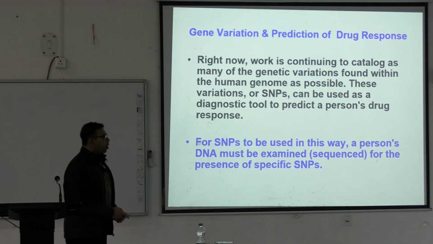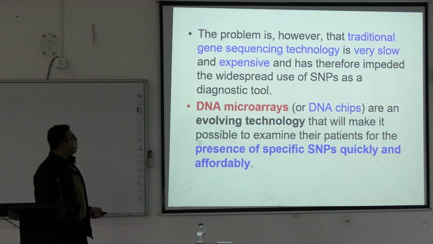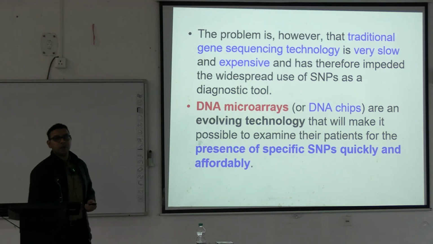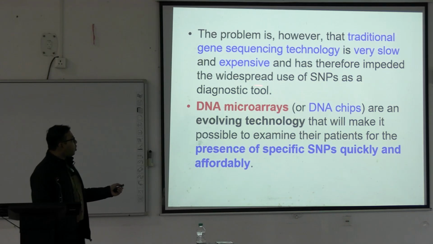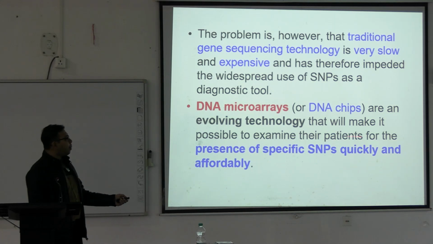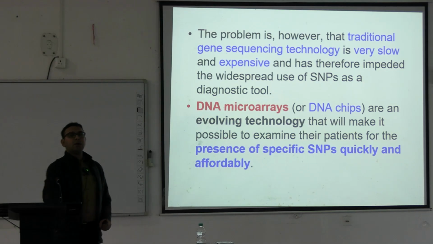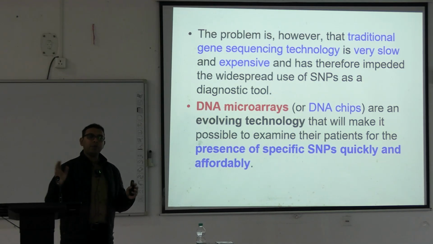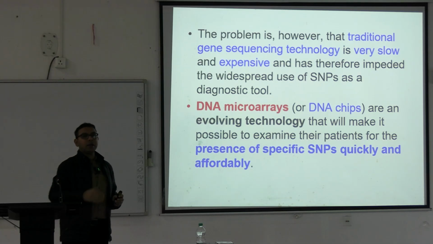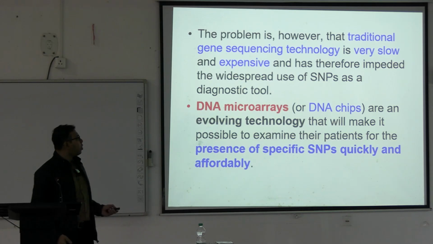For single nucleotide polymorphism to be used in this way, a person's DNA must be examined. So the genetic pool must be determined. But the problem is that traditional gene sequencing technology is very slow and expensive. All these are very expensive things. Now DNA microarray techniques, or DNA chips, have come, which is an evolving technology that somehow decreases the cost and will make it possible to examine patients for the presence of specific single nucleotide polymorphisms. Here already we have pinpointed some single nucleotide polymorphisms and some drugs, and by DNA microarray techniques it can be examined. Scientific research is also going on to determine more single nucleotide polymorphisms.